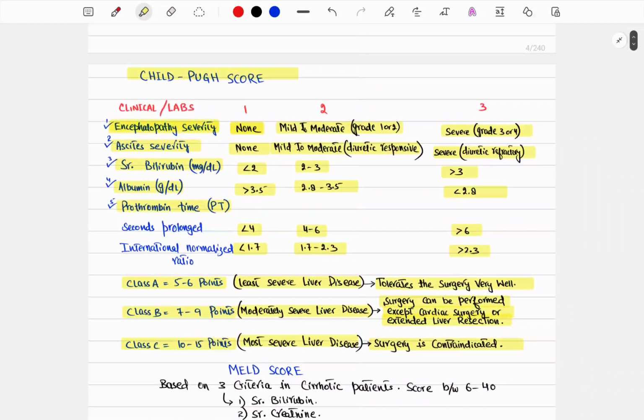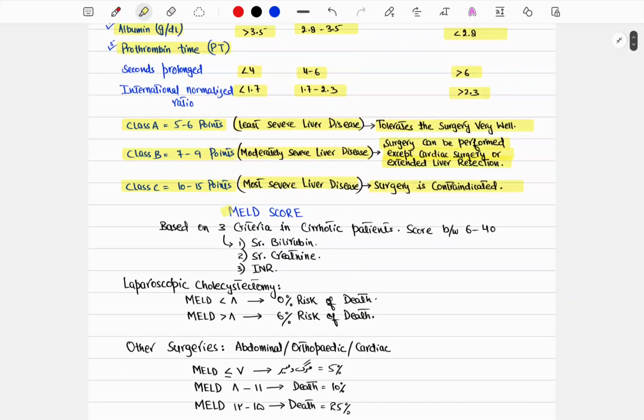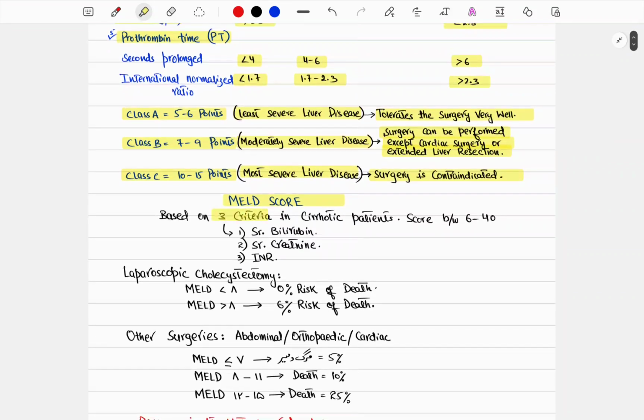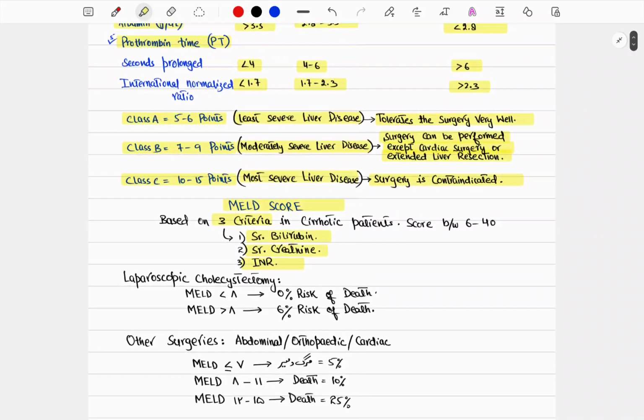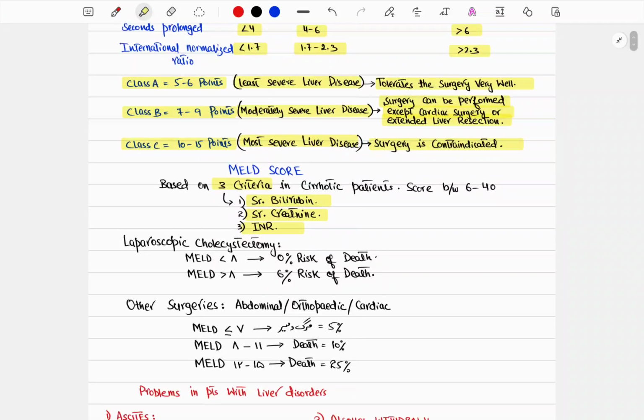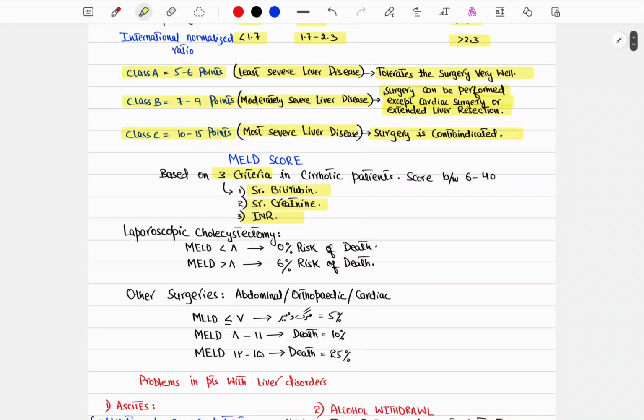This is the Child-Pugh score. And similarly, the MELD score is also based on 3 criteria, which are serum bilirubin, serum creatinine, and INR. Creatinine was not present in the Child-Pugh score, but in the MELD score we consider serum creatinine in cirrhotic patients, and the score is between 6 to 40.